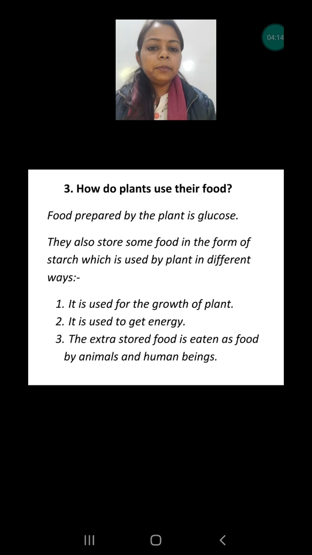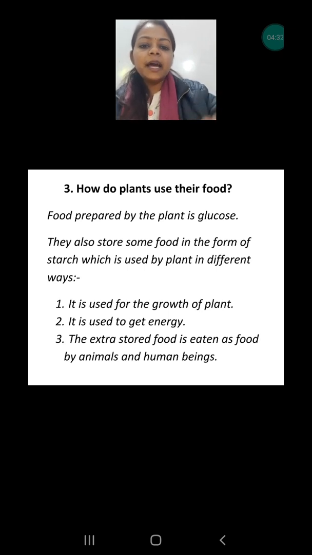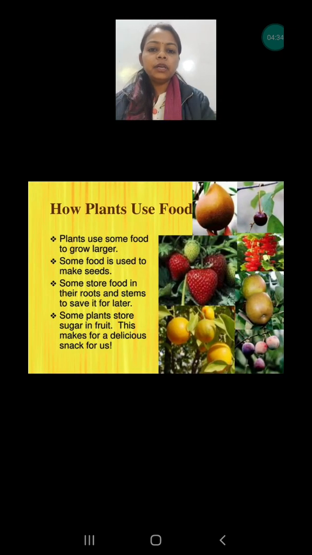Food prepared by the plant is glucose. They also store some food in the form of starch, which is used by the plant in different ways. It is used for the growth of the plant. It is used to get energy. The extra stored food is eaten as food by animals and human beings. You all know the food.